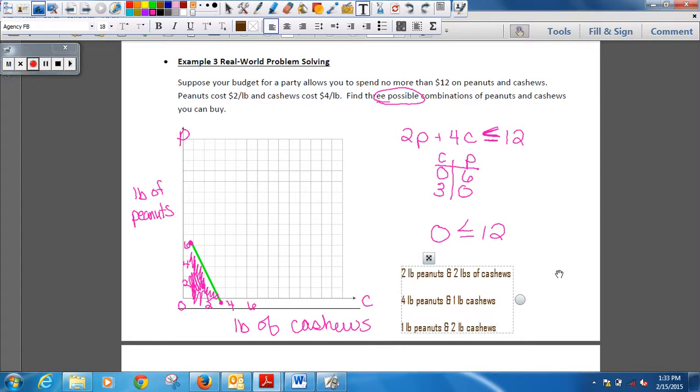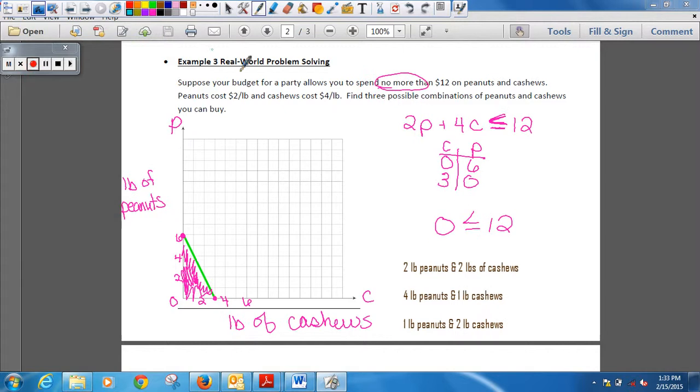So if I look at these combinations to see why they work, 2 pounds of peanuts, 2 pounds of cashews, 2 and 2 would be right there. In this case the line does work because it's the equal to part. 4 and 1, I have 4 pounds of peanuts and 1 pound of cashews. Again, that's on the line, so it works. This next one though is not on the line, but it's in the shaded region, and so that's why that one works.